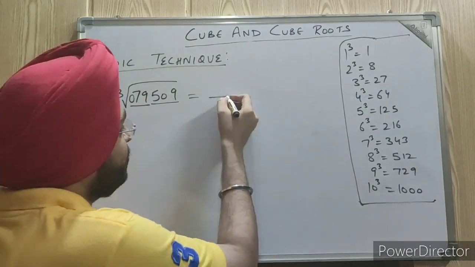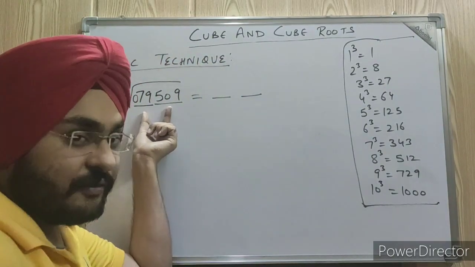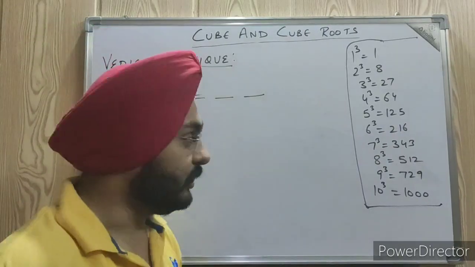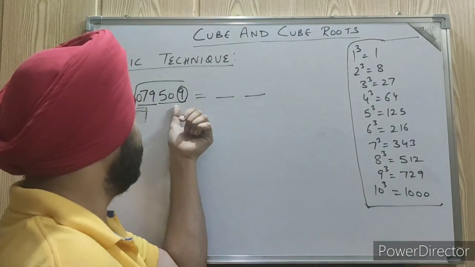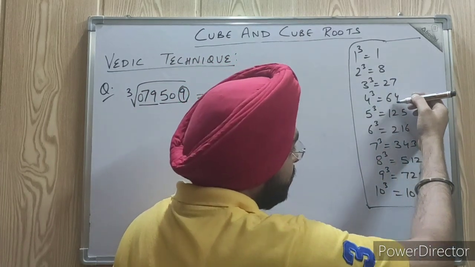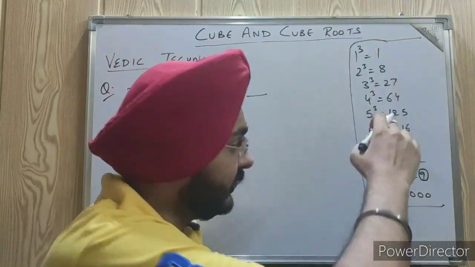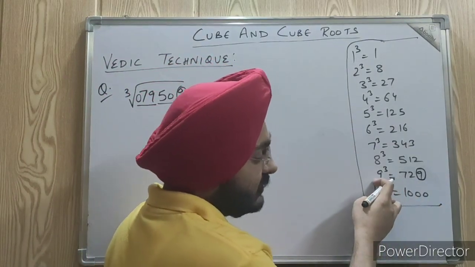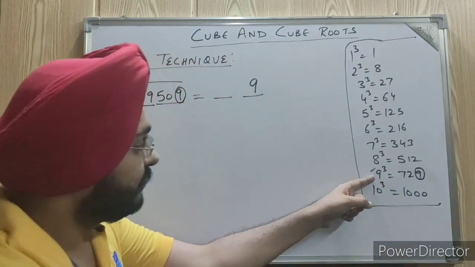How many triplets are formed here? 2 triplets, which means the cube root will be of 2 digits only. Now see the last digit, the units place digit of this number, 9. Just find the 9 in all the cubes. Where is that 9 coming? Here, in the cubes, on the right hand side. Whose cube is this? 9 cube. So I'll write the 9 here.